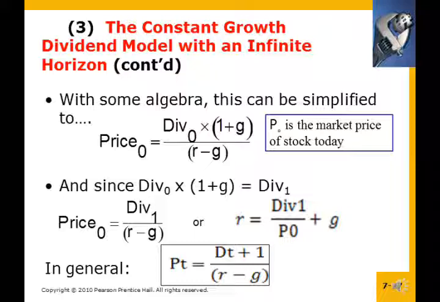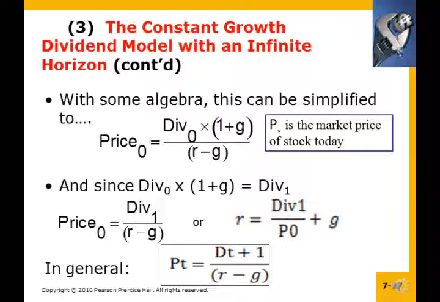Or we can say that price note will be equal to dividend 1 divided by r minus g. Why? Because dividend 1 equals dividend note times 1 plus g. So we can say dividend note times 1 plus g divided by r minus g, or dividend 1 divided by r minus g. Take care: when you say dividend note, you have to multiply by 1 plus g; dividend 1 is without multiplication.